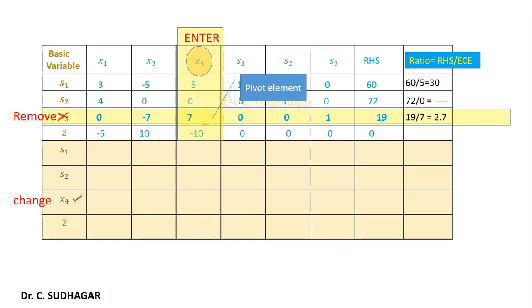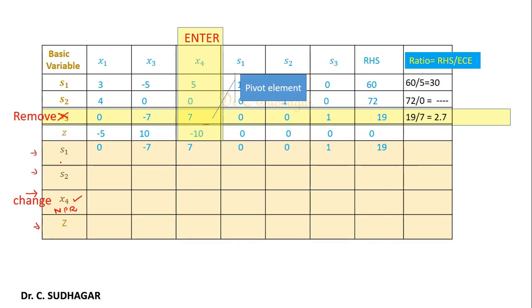Our first calculation is we are going to calculate this X4 row. We are going to use a separate formula for this X4, and for the other rows, S1, S2, Z, we are going to use another formula. So two formulas we are going to use now. First, let us see how to calculate these numbers. To calculate this row, this is called the new pivot row.